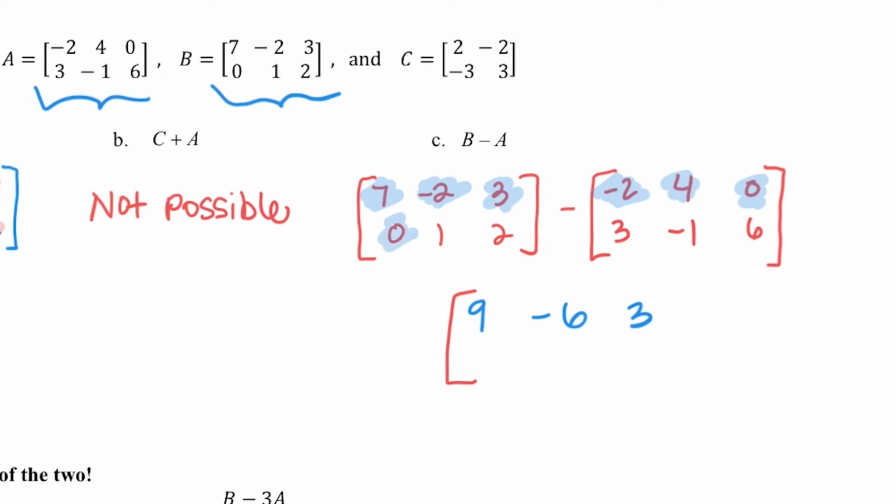And then we have 0 minus 3, which is -3. 1 minus a -1, so that's really 1 plus 1, which gives us 2. And then 2 minus 6, which is -4. So this is our resulting matrix for B minus A.